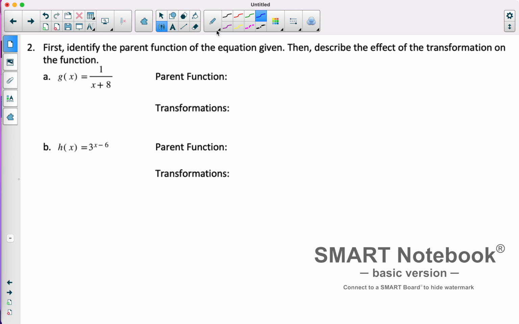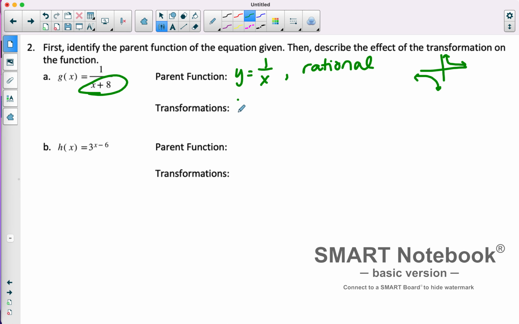So part A has g of x is 1 over x plus 8. That parent function is that 1 over x function. If you remember what that name was, it's called a rational function. It made that weird graph that had the asymptotes, so it had this shape. But what I'm going to do is take that function and move it to the left 8.